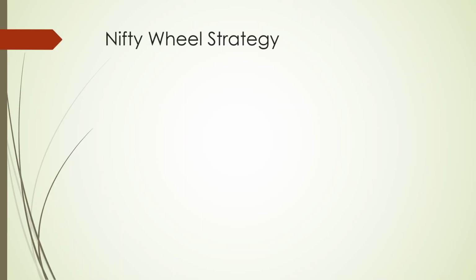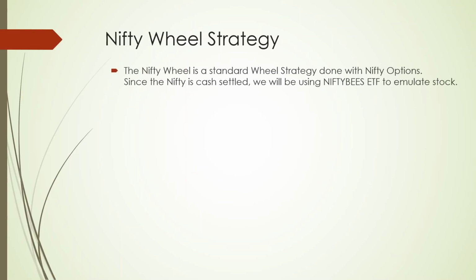Okay. Now you understood what Nifty Bees is and how you can hold the equivalent of one F&O lot of Nifty, which is 4,650 Nifty Bees. So keep this number in mind. This number does not change much, because when the Nifty moves up, the Nifty Bees will also move up. The quantity will change only when the Nifty lot size changes. Till that time, this number does not change. 4,650, you can keep it in mind. Okay. So the Nifty wheel strategy is basically a standard wheel strategy done with Nifty options.